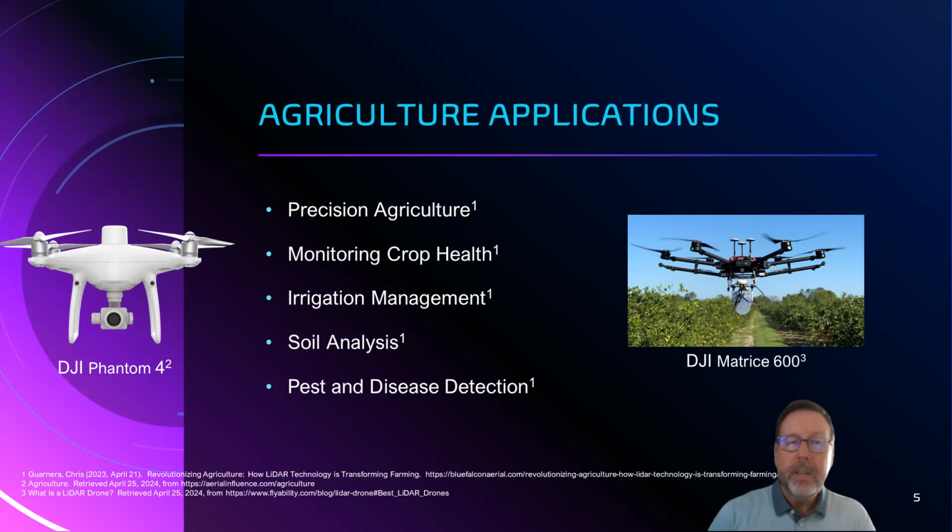A couple of examples I found using UAS in agriculture: there on the left, the DJI Phantom 4, and on the right, the DJI Matrice 600.